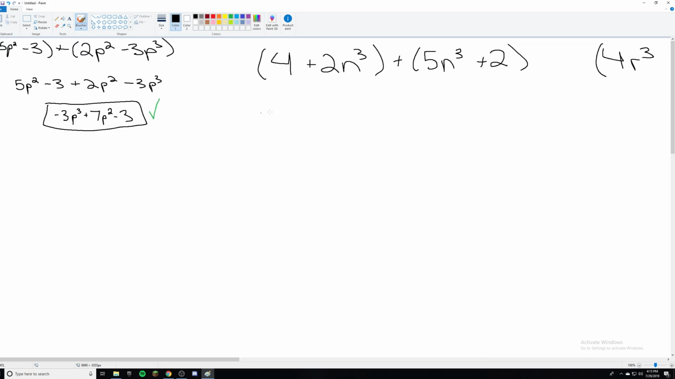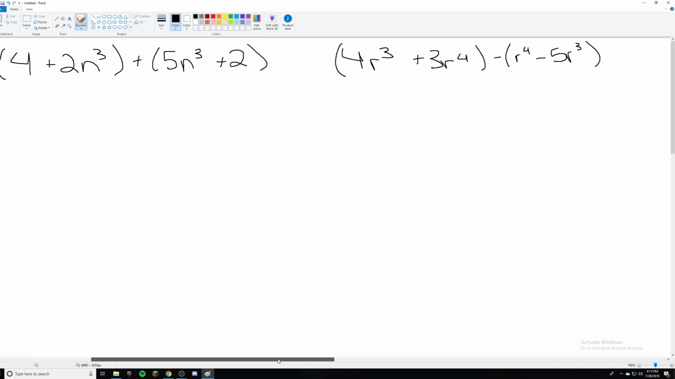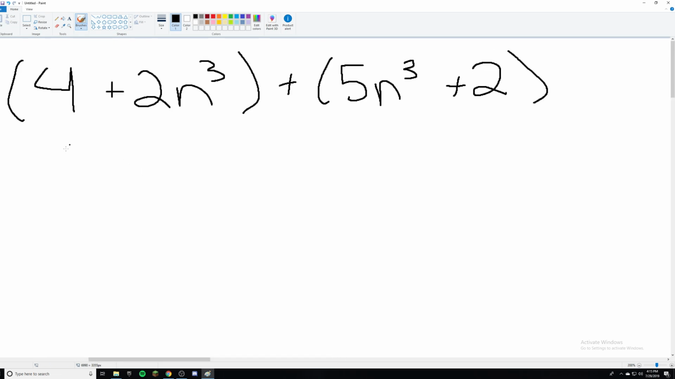Now we have two more questions here. I'm going to zoom in on this one. For this one, we have (4 plus 2n cubed) plus (5n cubed plus 2). So this one only has two sets of like terms, that being the n cubed terms and the no variable terms. So we're just going to get rid of the parentheses.